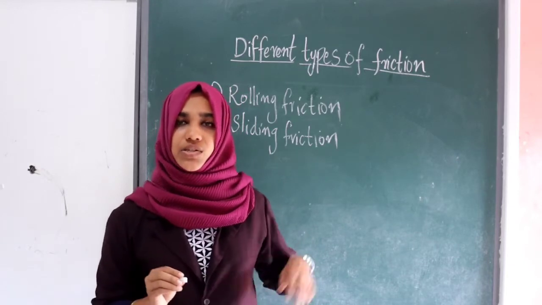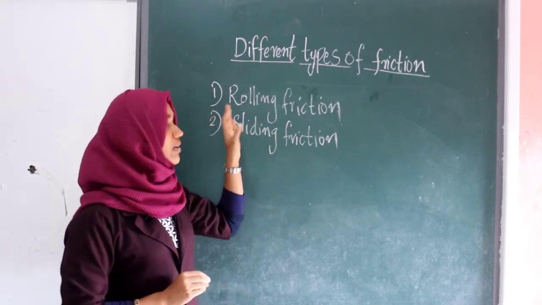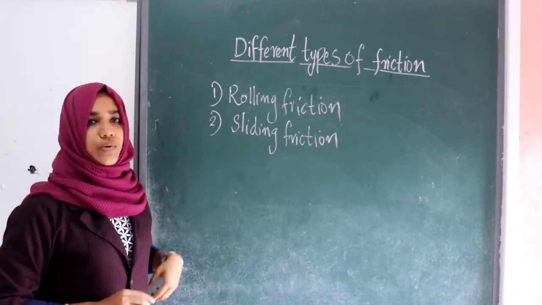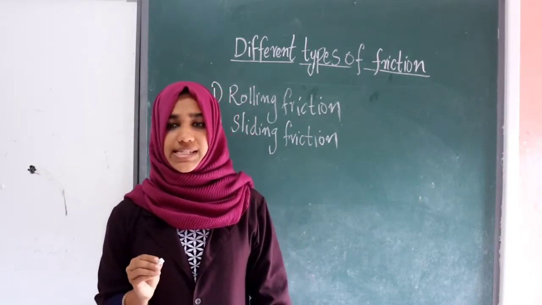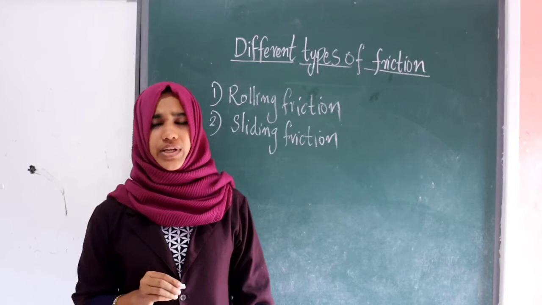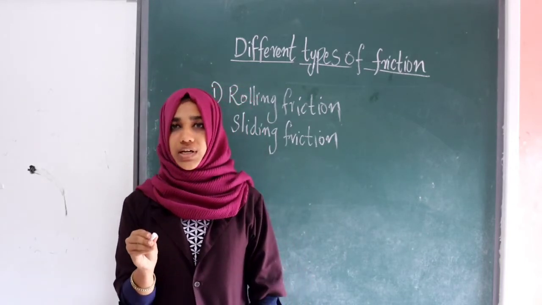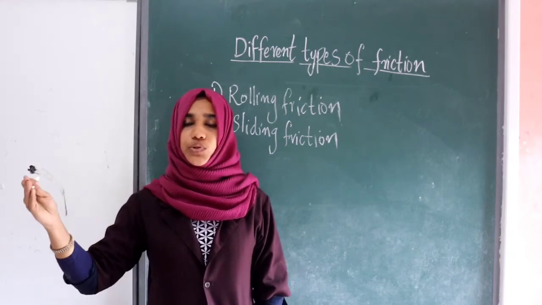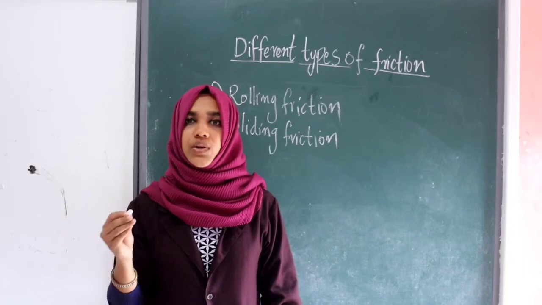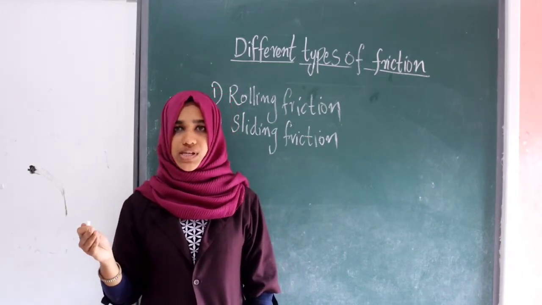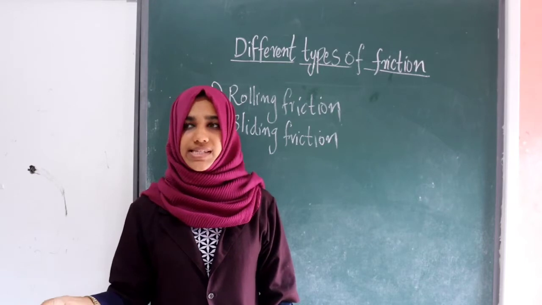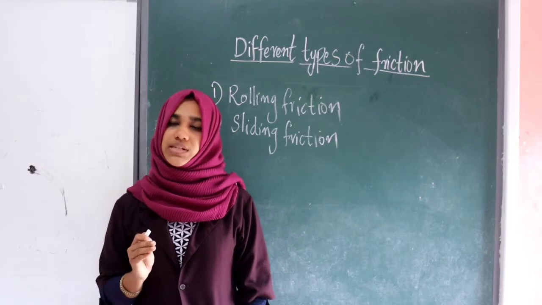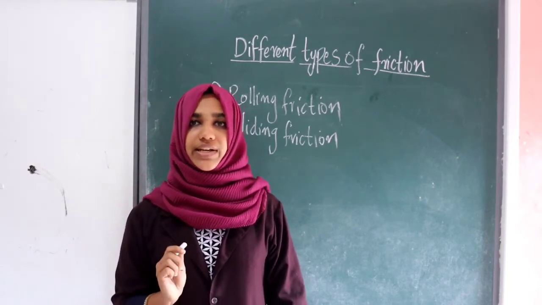Is it clear? So I think all of you got what is meant by rolling friction and what is meant by sliding friction. Rolling friction is less than sliding friction. This statement says that while rolling a body, it becomes easier to move to any position. Rolling is a very easy process. We can roll any object to any side very easily, but sliding is very difficult. So rolling friction is less than sliding friction.